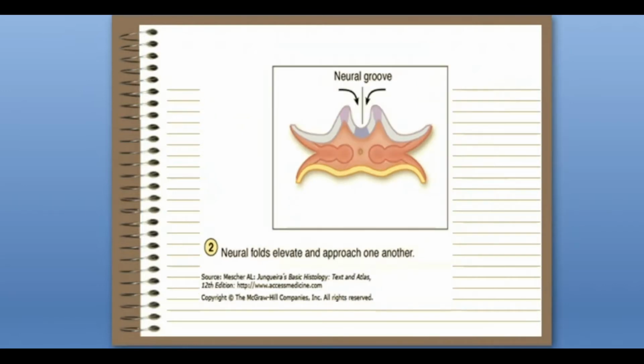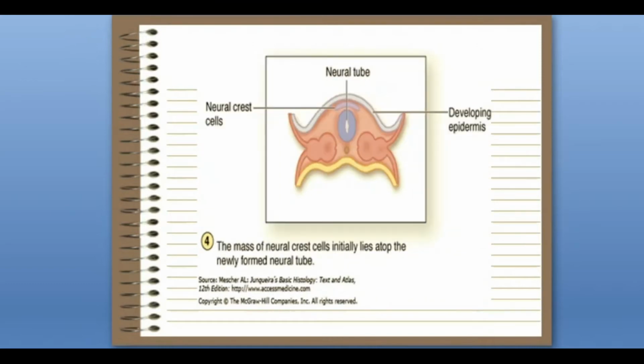Third stage, elevation and convergence of neural folds. And fourth one, formation of neural tube. The neural tube gives rise to the central nervous system.